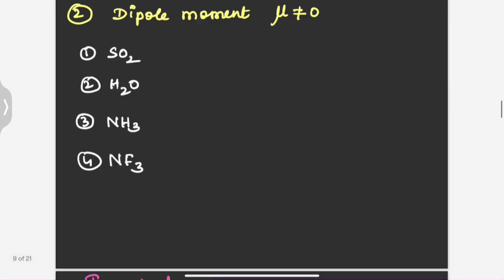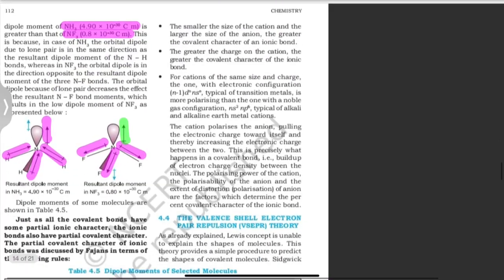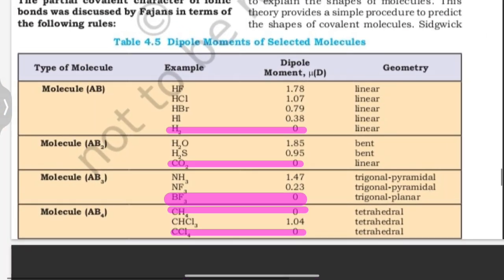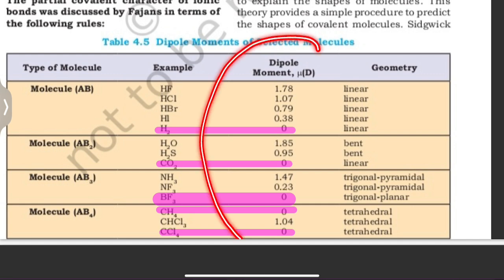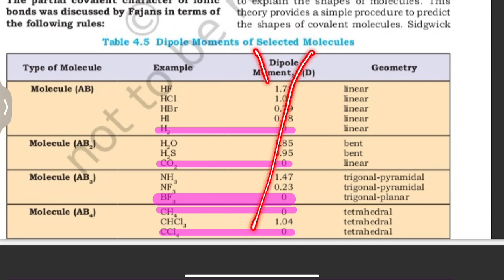So let us see the NCERT textbook. This is the NCERT textbook. See this table, Table 4.5, dipole moment of selected molecules. Here dipole moment values are given, 1.78, 1.07. All these values, no need to memorize. Don't memorize because they will not ask what is the dipole moment value of hydrogen fluoride, 1.78. They will not ask questions like this. So don't memorize the values.